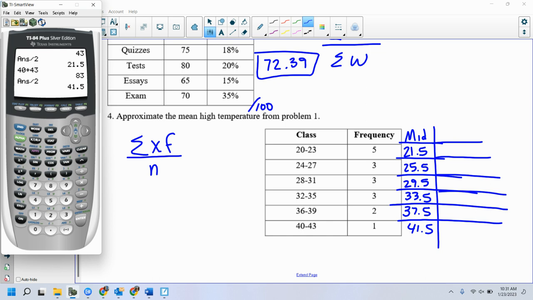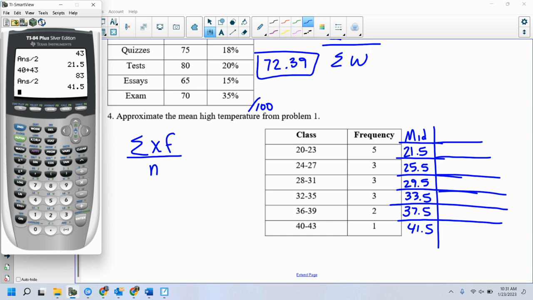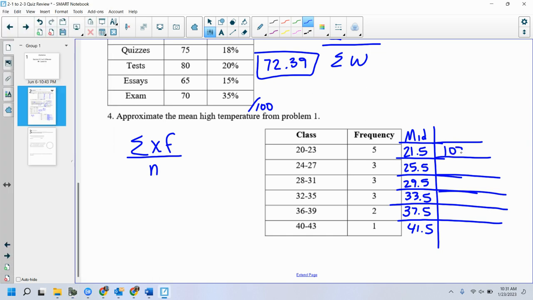Perfect. All right, so I take my x times my frequency, and x in this case is our midpoint. So 5 times 21 and a half, I do want to add them, but I want to write them out. 107.5.